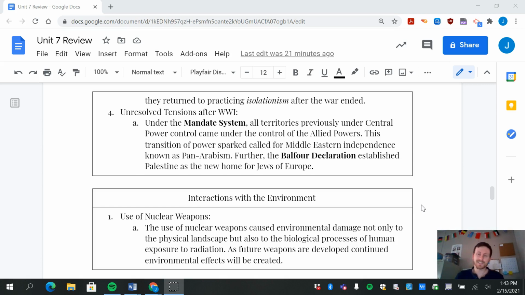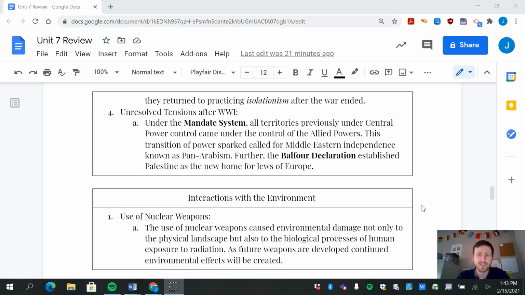So you have the mandate system here that stated that all territories previously under Central Power would come under Allied power. Now, in particular, the mandate system is more so for the Middle East area, and for the most part, England and France will gain those territories. The United States, I don't really know how much they actually gained out of all of this. I'm not sure that they were as interested in some of those colonies, but perhaps they got a few of them.